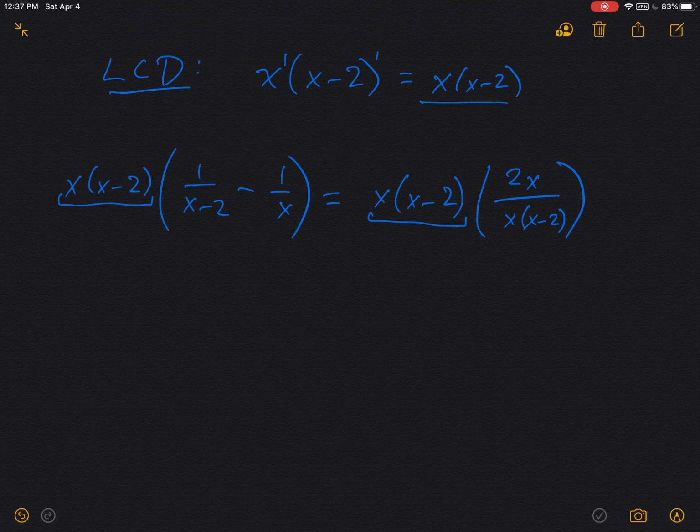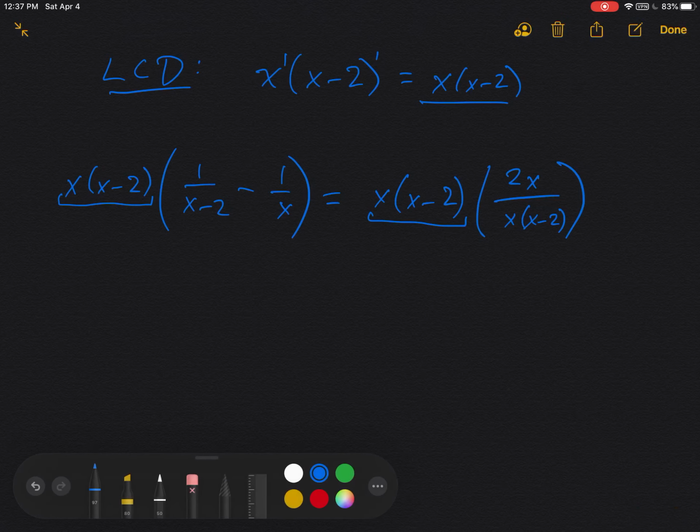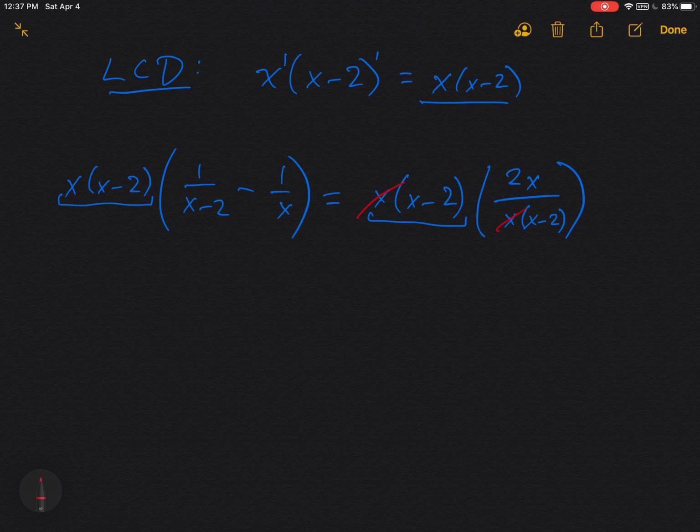So on the right side, things are especially simple because here we're going to get a lot of cancellation. Notice that I have an x in the numerator and also an x in the denominator. So those are going to cancel. And similarly, I have an x minus 2 in the numerator and an x minus 2 in the denominator, so those are going to cancel. And that means that this right side is just going to be 2x.